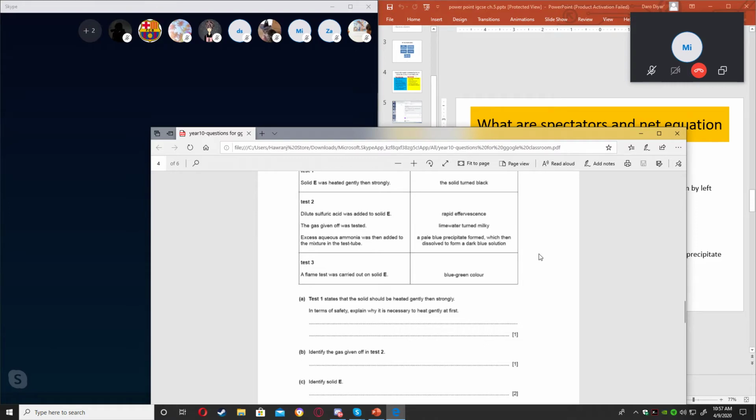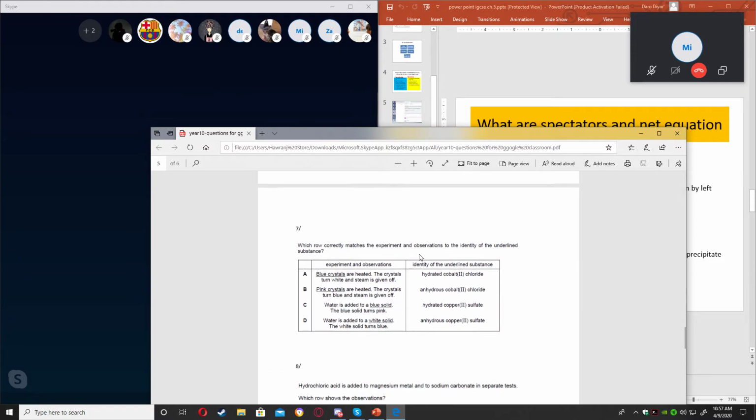Okay? Identify the gas given off. Which gas we talked about? Which gas is given off? We said it is CO2. CO2. Thank you. It is CO2. So now we know all the answers of this question. Thank you. We will go to question 7.